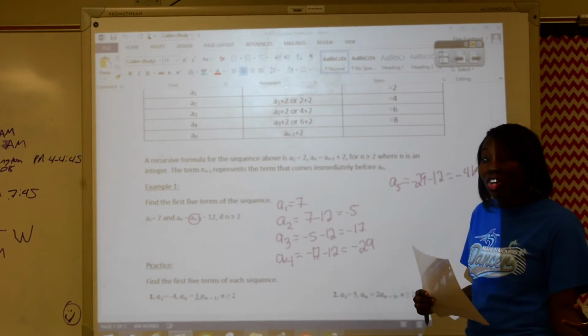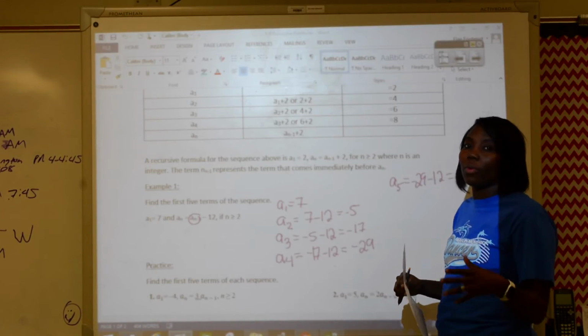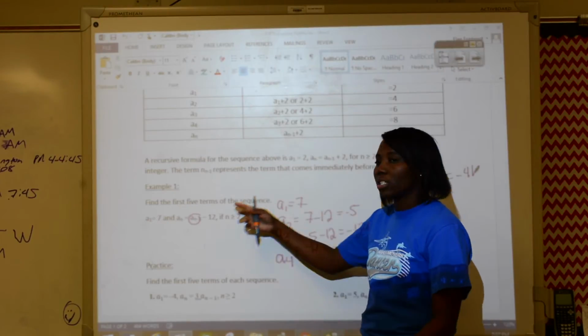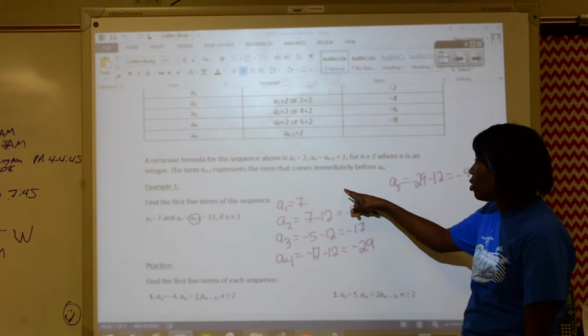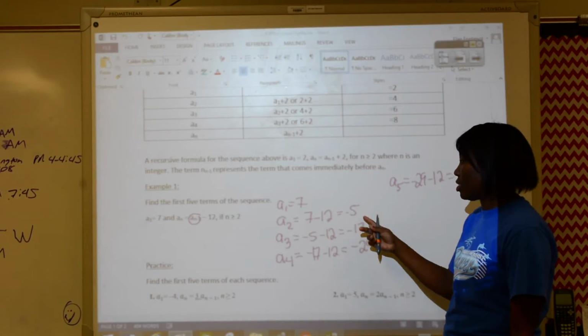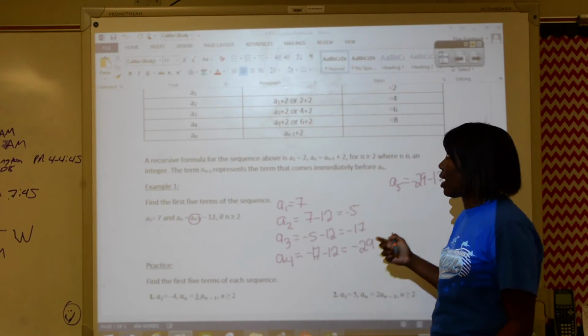You have to learn the recursive to fully understand what we're doing, even though I know some of you are probably like, oh, we just subtract the 12, so I could just do minus 12, minus 12, minus 12 to get to the next one. We're still plugging it in and going through the actual process.